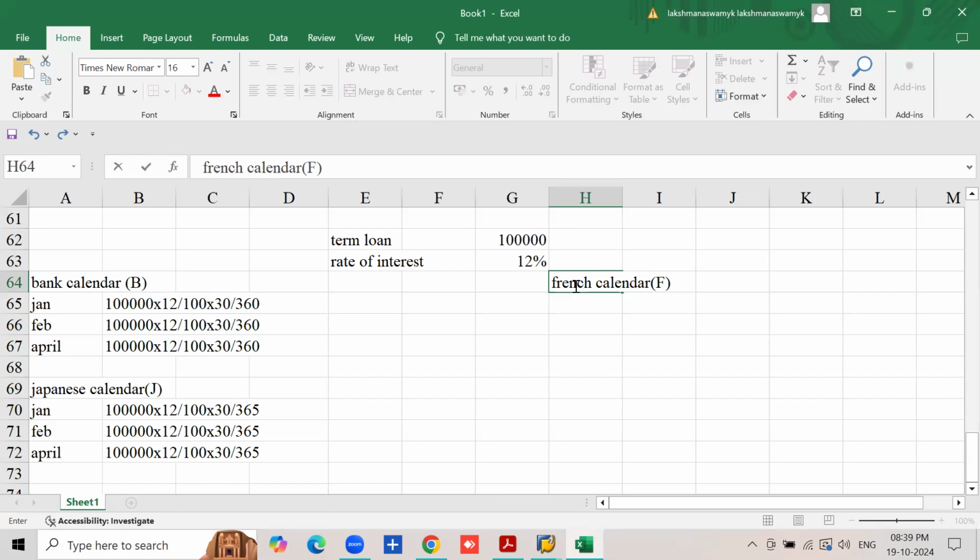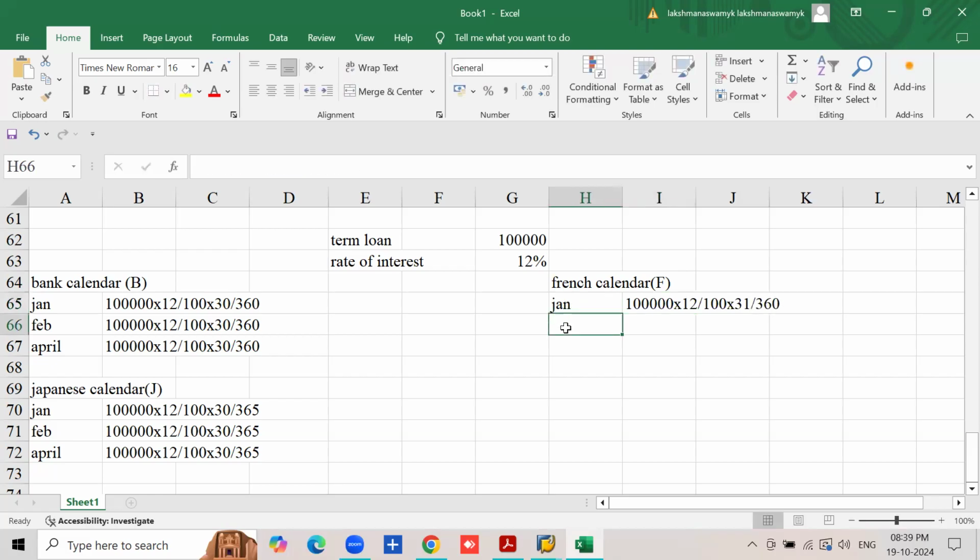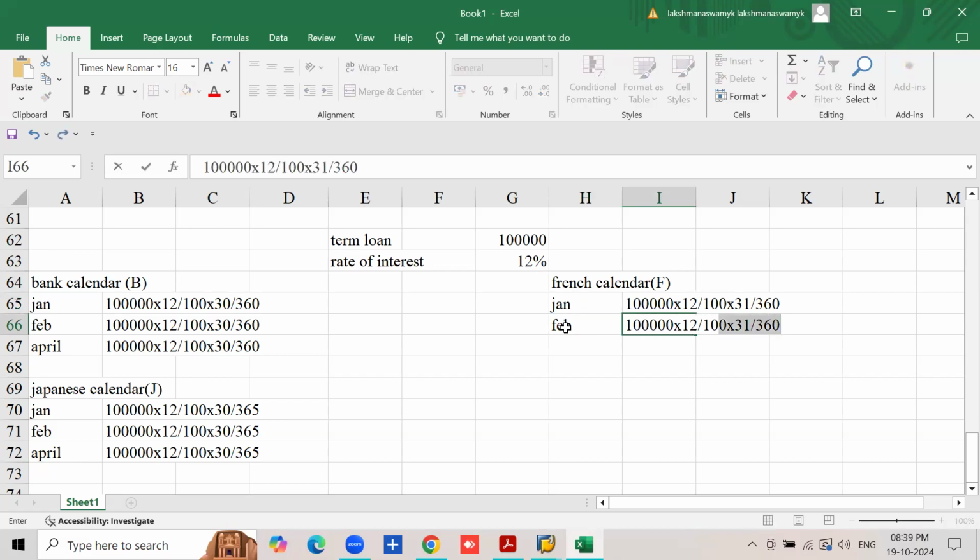French calendar: if you calculate interest for January, the system will calculate like this. 1 lakh into 12 by 100 into 31, since January actually contains 31 days, divided by 360. Then February: 1 lakh into 12 by 100 into 28 or 29 divided by 360. April.